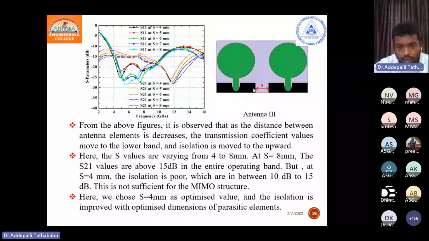And now if the distance increases, then automatically isolation will improve. If you decrease the element spacing, isolation is very poor. You can see here S21 for 4, 5, 6, 7, 8. So 4 is the pink line. It is closer, it is above 15 dB. If it is 5 here, and next 6, 7, and 8. So more spacing means less coupling, more isolation. Less spacing means more coupling. More coupling is introduced, so the minimum isolation is 15 dB.